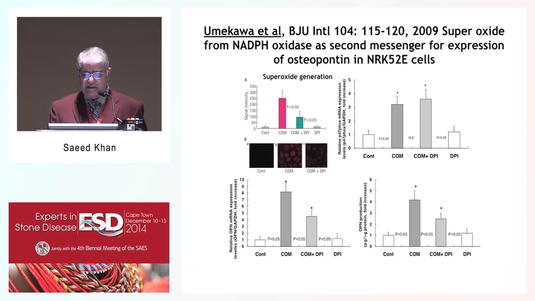In this particular case, we started looking at the osteopontin production. And in here, you can actually see there is a particular compound, which I call DPI. DPI is an inhibitor of NADPH oxidase. So when you use the inhibitor for NADPH oxidase, we reduce the production of superoxide, which is shown here, and then it leads to lessening and it affects the production of osteopontin.